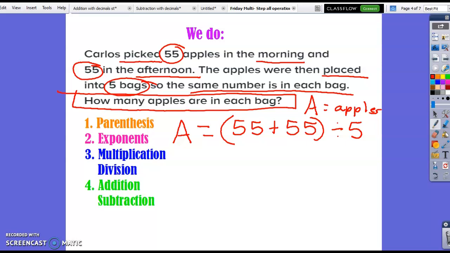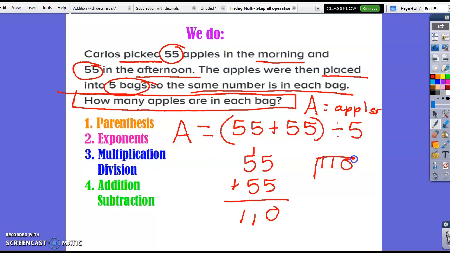Okay, so you should have, first step, 55 plus 55, which you will get 110. If you take 110 and divide that by 5, you should have a 2. And then it divides into 10. You should have a 2.